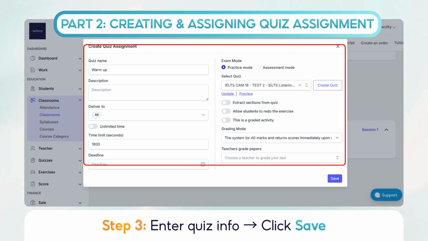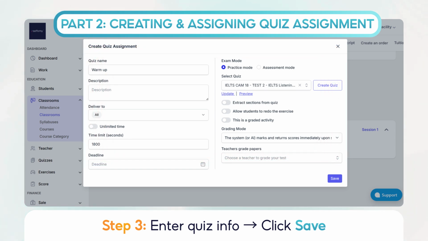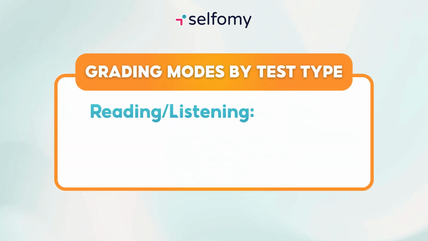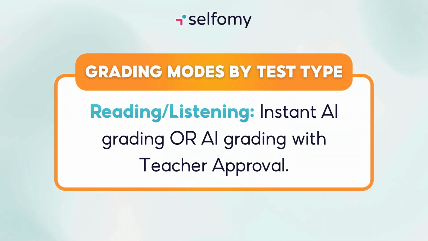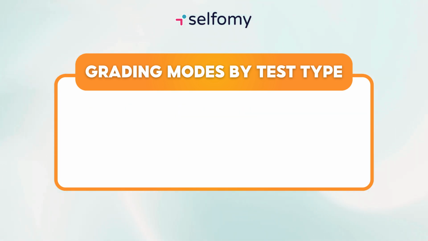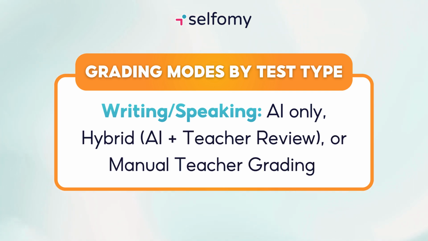Then, select a quiz set, optionally extract specific sections, and choose the grading mode: AI auto grading, AI grading with teacher review, or fully manual grading. Click Save to complete. For grading by test type, listening and reading use predefined answers, with 2 options: instant AI grading or AI grading with teacher review. Writing and speaking support AI grading with teacher review, or full manual grading by teachers.